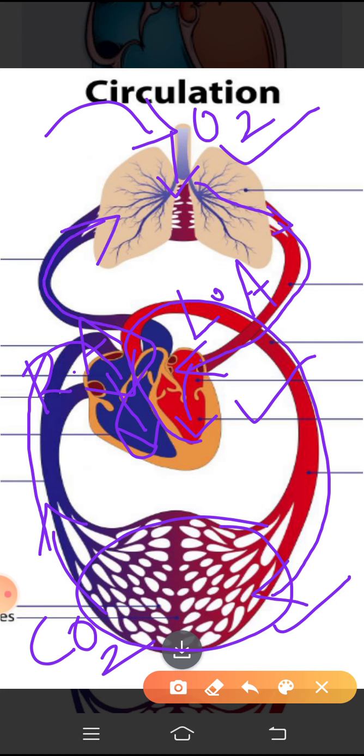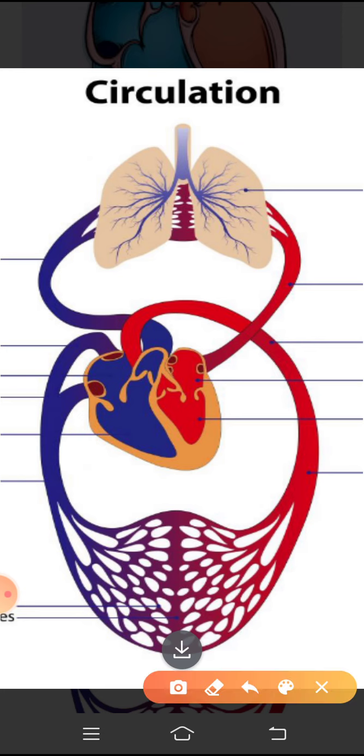So now lungs are the place where the carbon dioxide is released, and this carbon dioxide is exhaled out. Hope you understood, right? So once again quickly I'll tell you. How does the oxygenated blood reach the heart? As we inhale, the oxygen enters the lungs.